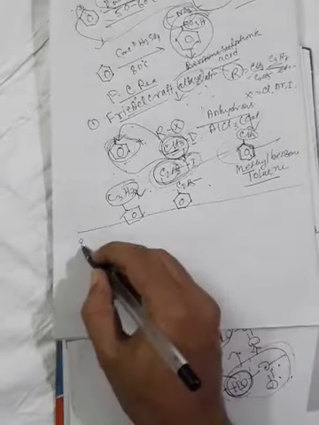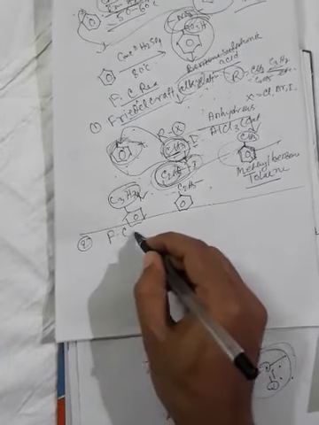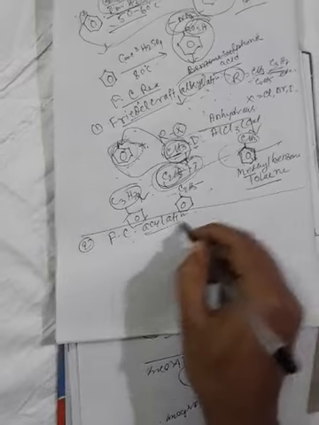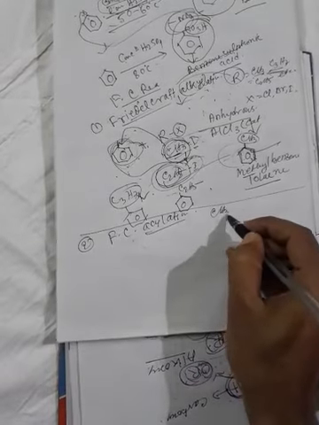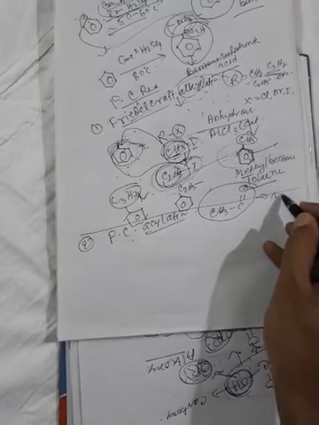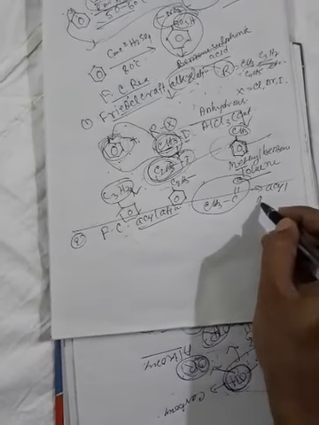Now the second reaction, Friedel-Crafts acylation. What is an acyl group? An acyl group is CH3COO. This group is known as the acyl group.